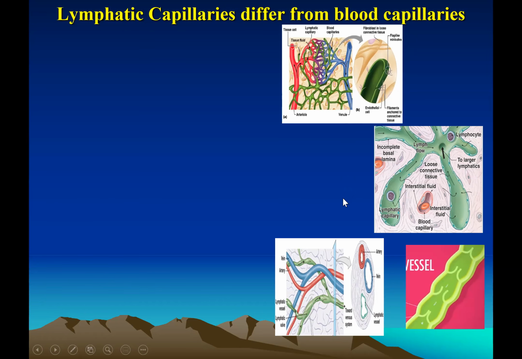So see here, this GIF is showing how the valves are making sure there's no backflow, and it's pushing the lymph up to the duct. And in a cross section, you can see how the lumen of the lymphatic is very, very irregular. So here's an artery, a vein, and a lymphatic.